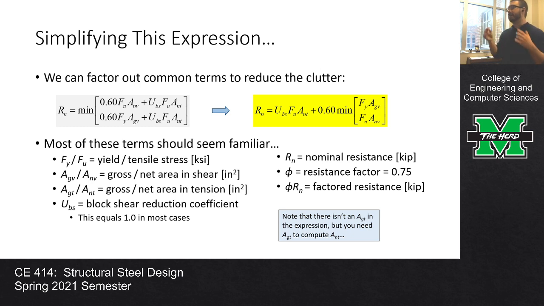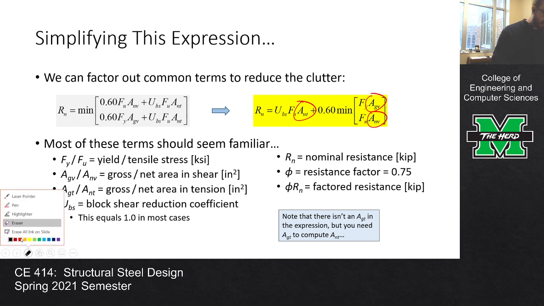Now, if you actually look at the equation, you see an AGV, an ANV, an ANT. You do not see an AGT. There is no gross area in tension term, but we have to compute that because in order to compute the net area, we need the gross area. So we've got to compute them all. I didn't want you to think I had forgotten that.